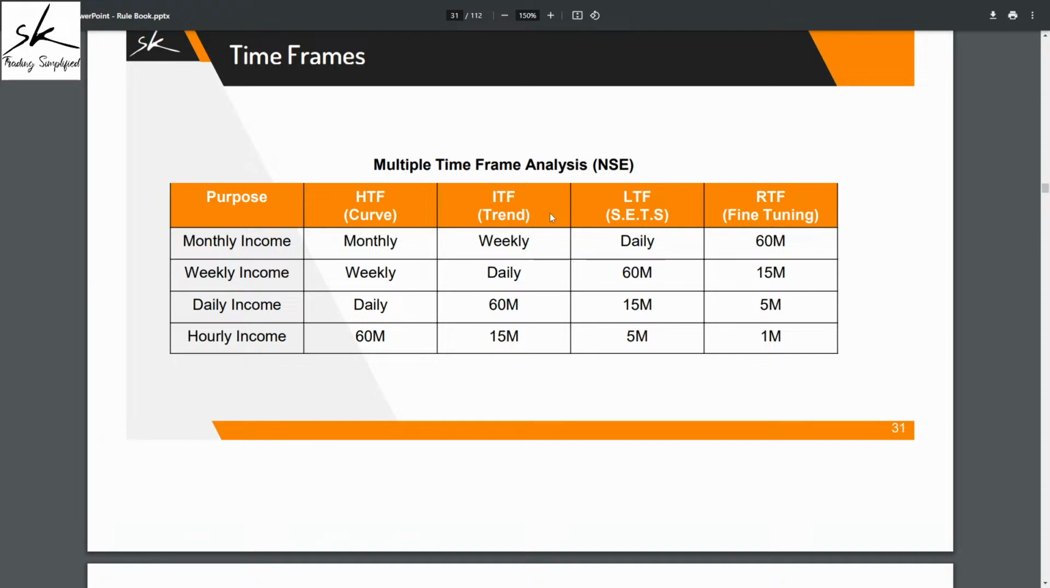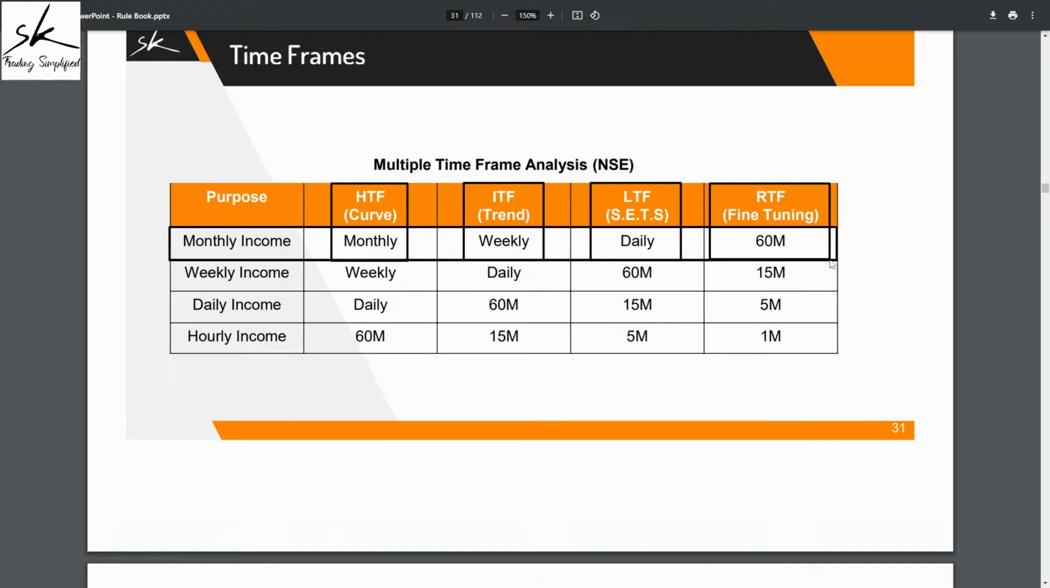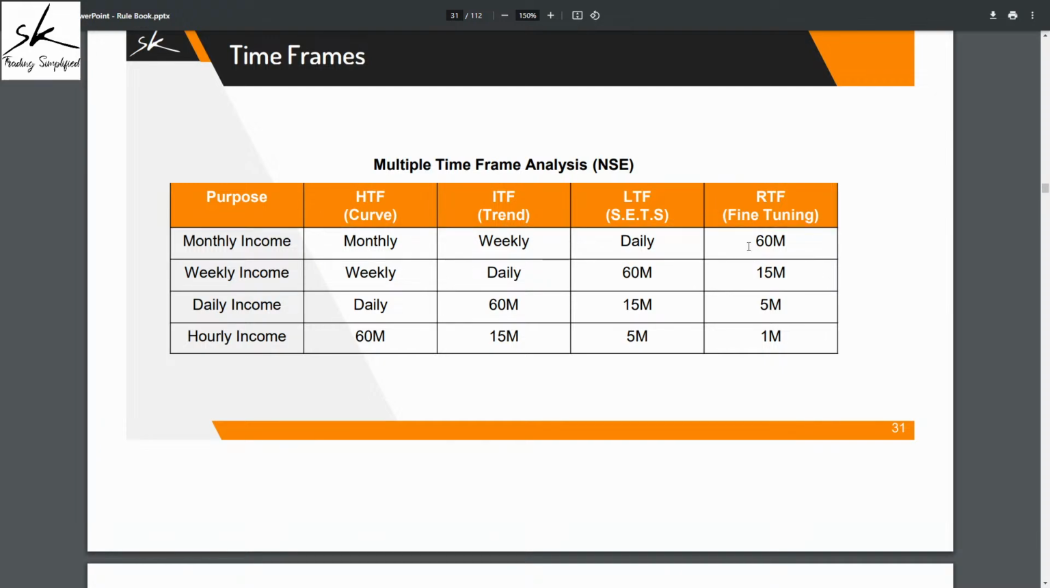And as I opted, I want to plan monthly income trades. So from this table, I got to know my time frames will be monthly, weekly, daily, 60. Monthly will be the higher time frame, which is used for curve analysis. Weekly will be the intermediate, used for trend analysis. Lower time frame will be daily. That is where we get our ACTS from. ACTS stands for stop loss, entry, target, and size. And in case you need to refine, then your refining time frame will be the 60 minutes chart. It can be used for multiple purposes like fine tuning the zone, type 2, type 3 entries, or in case you need to apply some additional rules. And that is also where this time frame can help you.